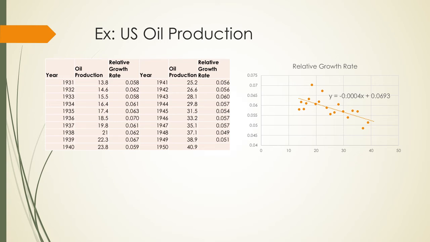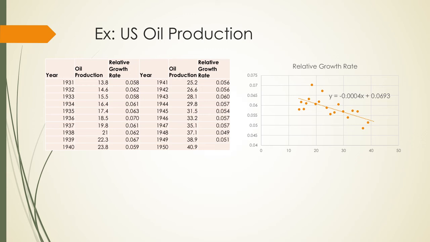Let's look at an example where the peak flow is particularly important. The table shows U.S. crude oil production to date in billions of barrels from 1931 to 1950. For example, the U.S. had produced 13.8 billion barrels of oil in all years prior to 1931. I've also computed the year-to-year relative growth rate for this data. To get the first entry, for example, I computed 14.6 minus 13.8 divided by 13.8 to get 0.058.